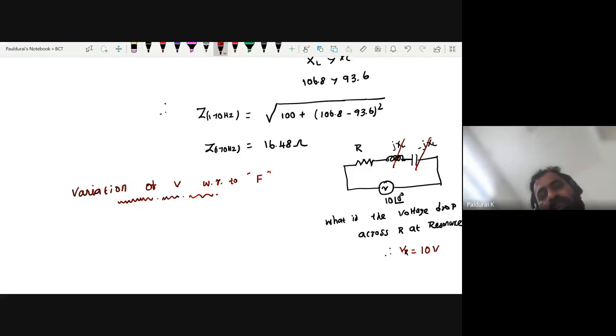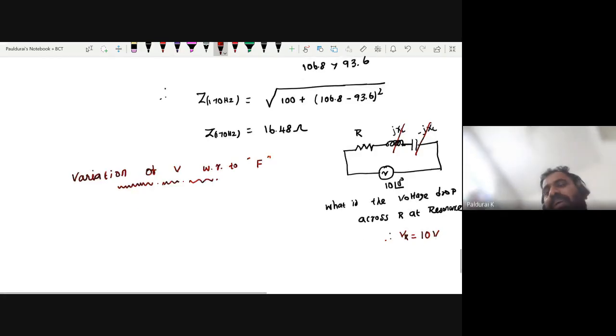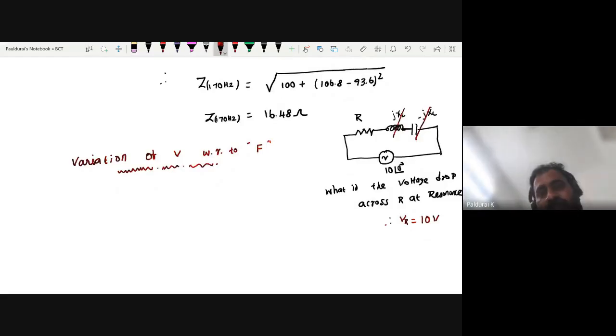So in the resonance circuit, who will be there? Only the resistor. You know the behavior of the circuit at resonance, it is resistive. So if you give 10 volt, what is the voltage drop across the resistor? 10 volt. Ideally the reactance voltage is zero, we say 0 volt.